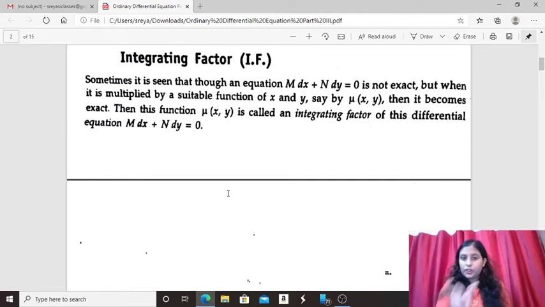Partial differentiation we have to do. If it is not equal, then we say that the equation is not exact. In only those cases does the integrating factor come into place. So here mu will be a function of x and y, and this particular mu(x,y) will be the integrating factor of the differential equation. We had also discussed that there can be an infinite number of integrating factors for a particular differential equation.